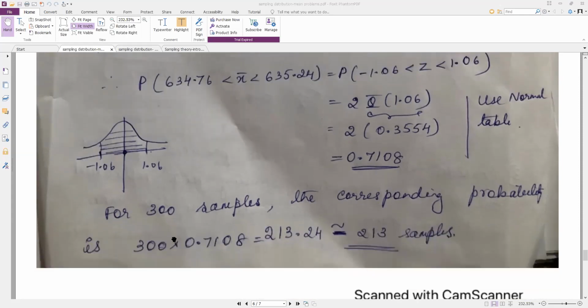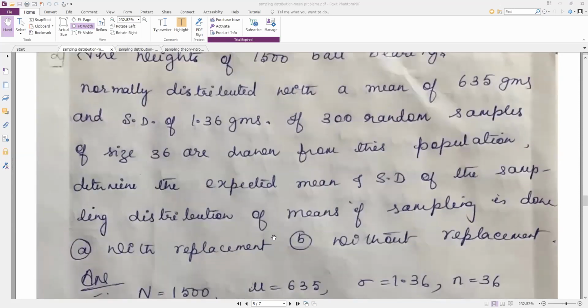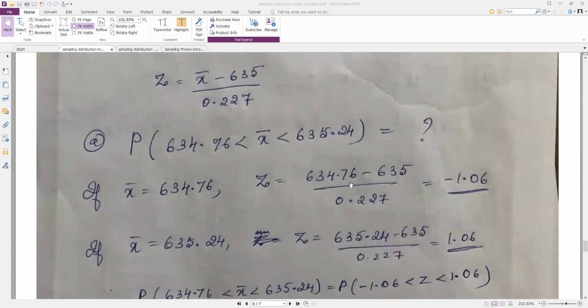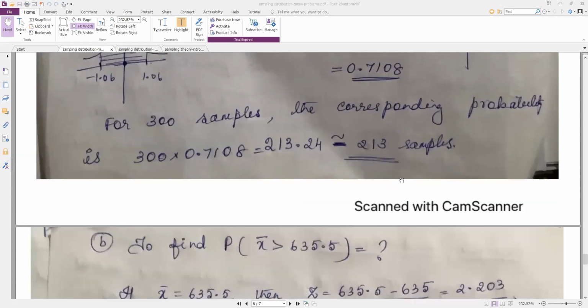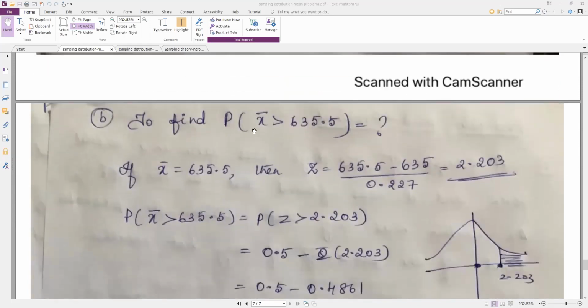Next, for 300 samples: they have given it for 300 random samples, so you need to multiply by 300. That gives you how many samples? 213 samples.